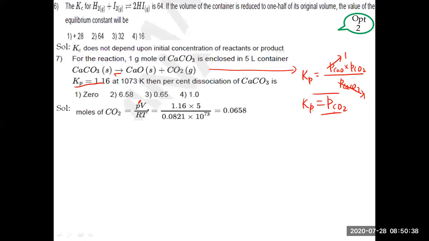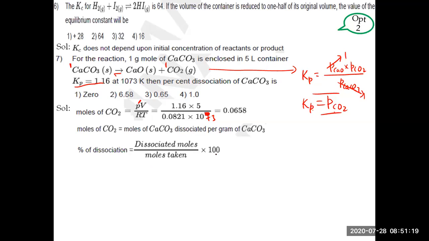Volume 5 liter. R we know in terms of liter is 0.0821. This is not 10 to the power, it is 1070. If you simplify, number of moles of carbon dioxide liberated will be 0.0658. And that is nothing but number of moles of calcium carbonate decomposed. Because they are in the ratio 1:1. 1 mole of calcium carbonate would give 1 mole of carbon dioxide. So what is percentage dissociation? Alpha into 100. Alpha is dissociated moles by moles taken initially, into 100. So 6.5. Very good.